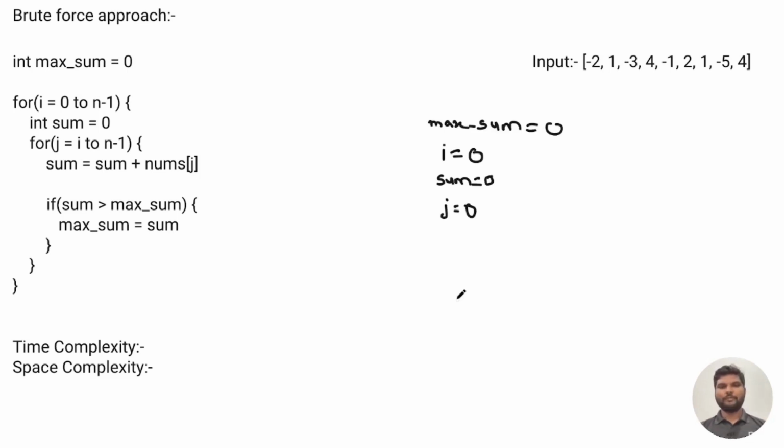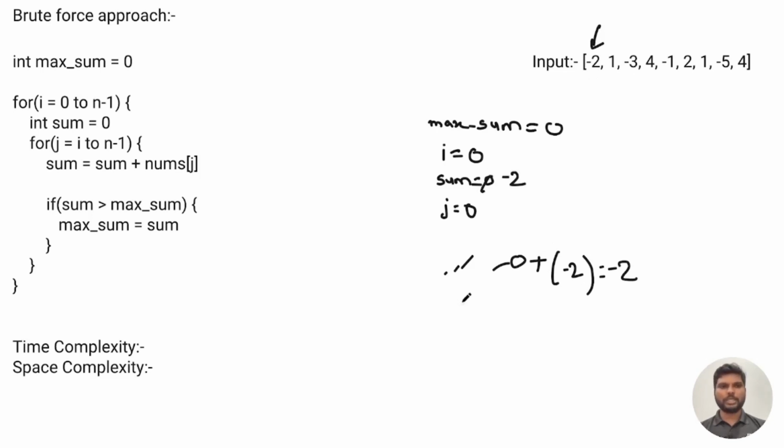In this algorithm, we start with 4 variables. Max sum, which is initially assigned 0. i, which is initially assigned 0. sum, which in the first iteration is assigned 0. And j, which is assigned i, which means it is assigned 0. Inside this iteration, sum is equal to sum plus nums of j. The value of sum is 0, and it is pointing to this element in the array, so it becomes 0 plus -2, which is -2. So sum has been assigned a value of -2.